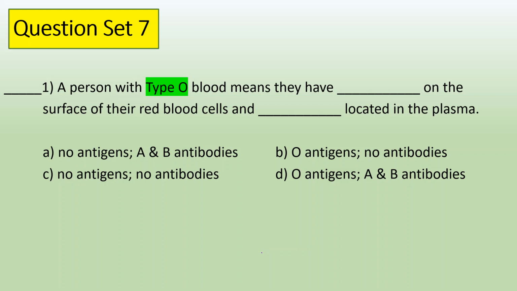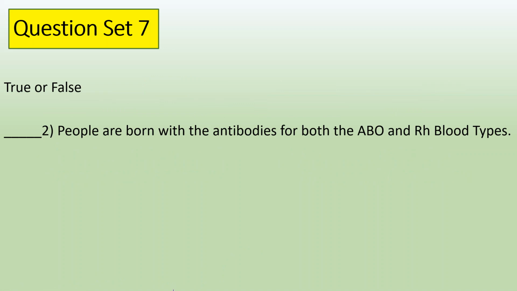So let's take a look at the question in set 7. A person with type O blood means they have what on the surface of their red blood cells and what located in the plasma? With type O, you don't have any antigens on the surface of your red blood cells, but you do have both A and B antibodies in the plasma. Okay, I'll give you a second for this one.